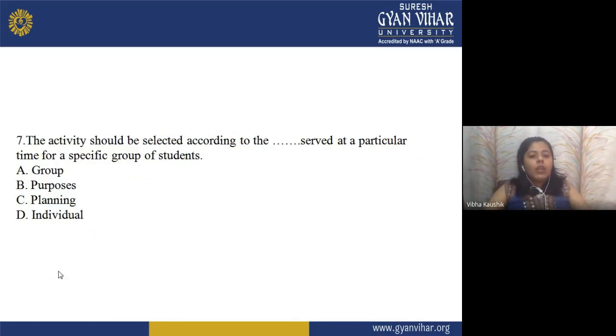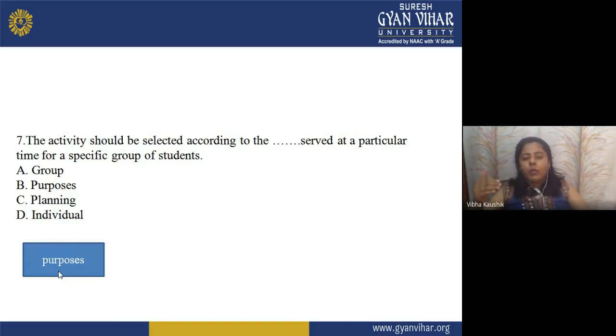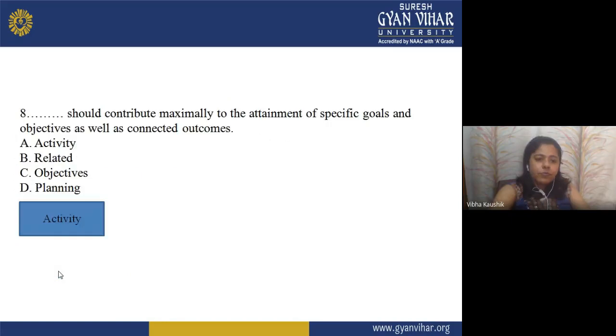Now, the seventh one, the activity should be selected according to the dash served at a particular time for a specific group of students. Now, A is group, B is purpose, C is planning, or D is individual. Now, you have to select the correct answer, and the correct answer is purpose. The activity should be selected according to the purpose served at a particular time for a specific group of students.